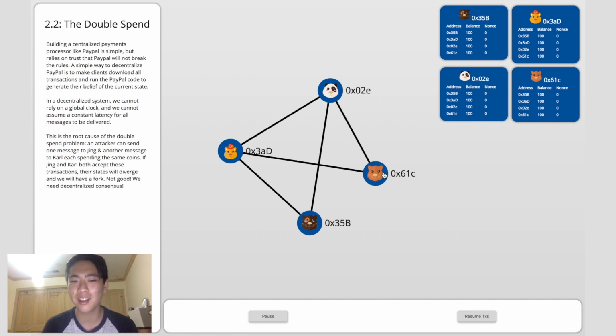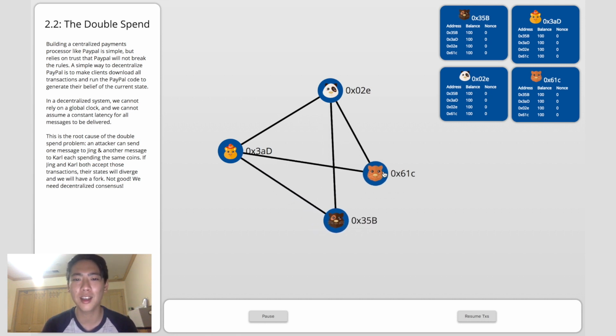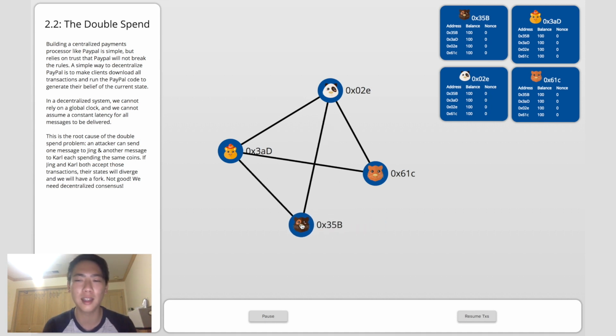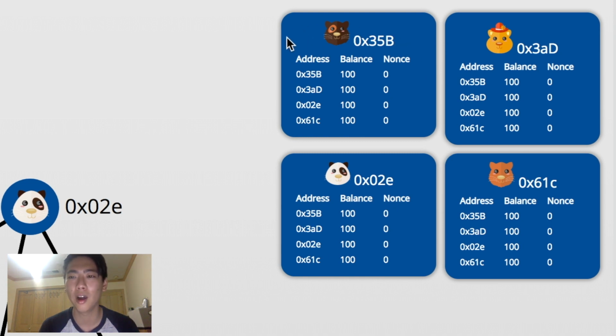So you might recognize these familiar gerbil faces. We've got Jing, we've got Alice, we've got Carl, and we've got Bob. And they're all connected in this peer-to-peer network, and they're all running their own individual PayPal code. That means that each of them has their own ledger, right? And they all agree right now that everyone has $100 with zero nonce.